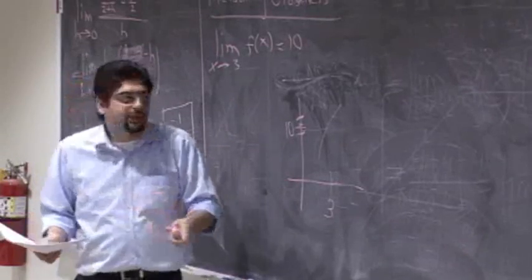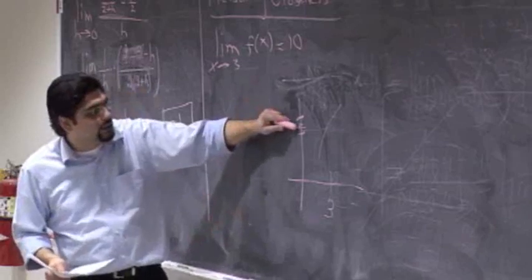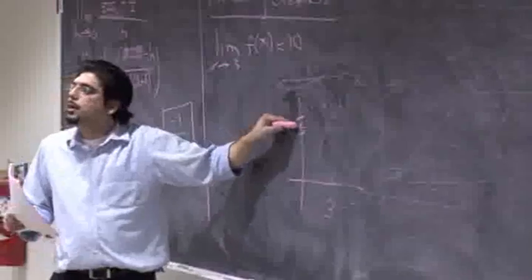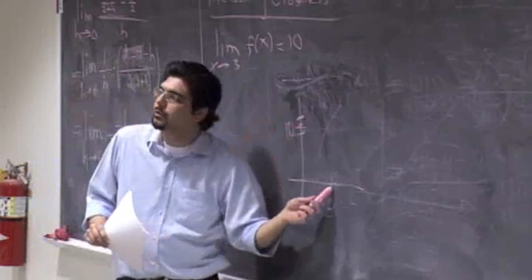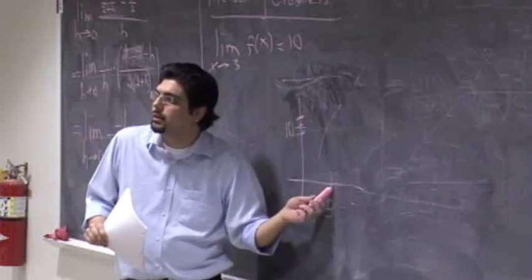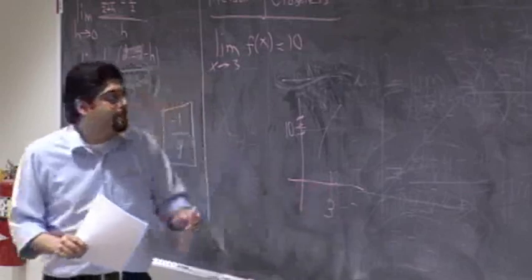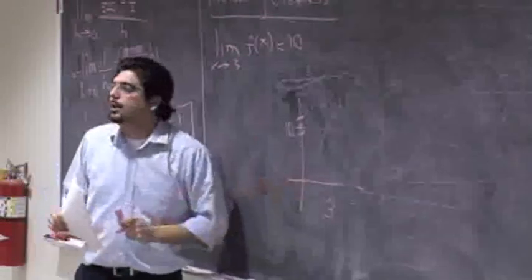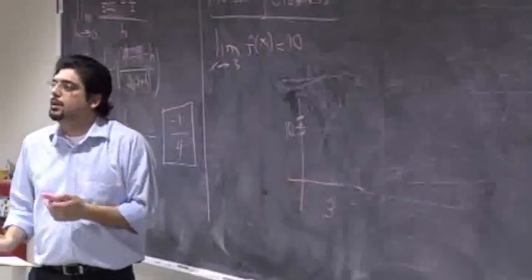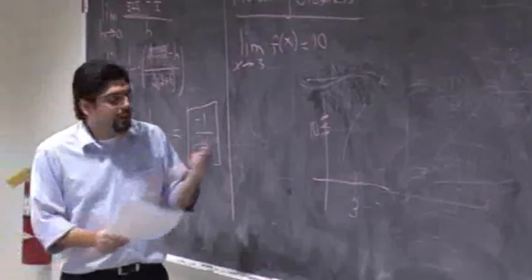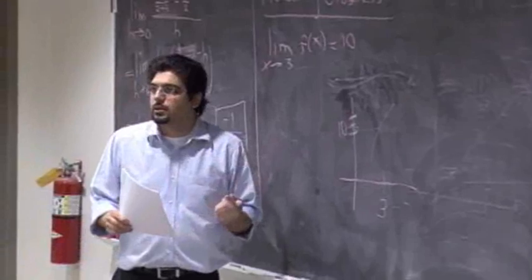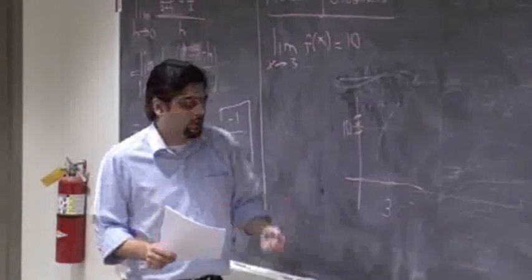Okay? If I want to make f of x within 1/100th of a unit from 10, how close does x have to be to 3 exactly? Right? So that relationship requires some inequalities and some algebra. Okay? And that's all it is. So that's what we want to do. We want to measure closeness. Okay.